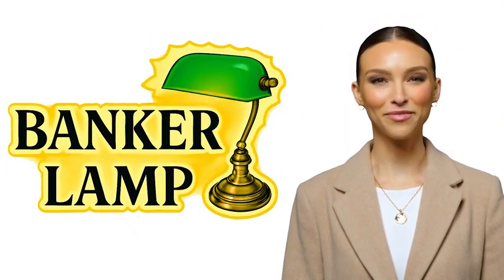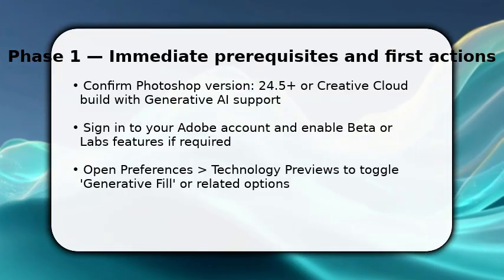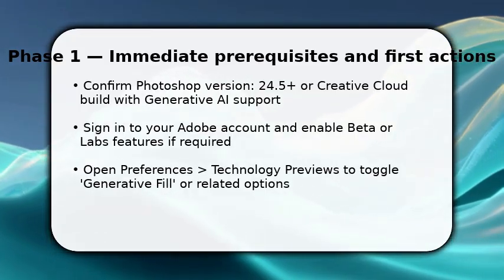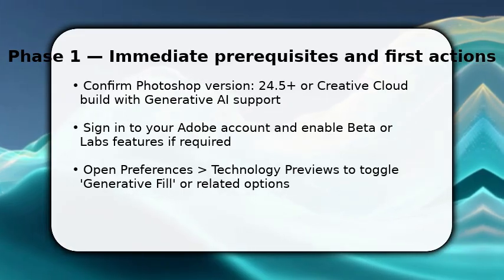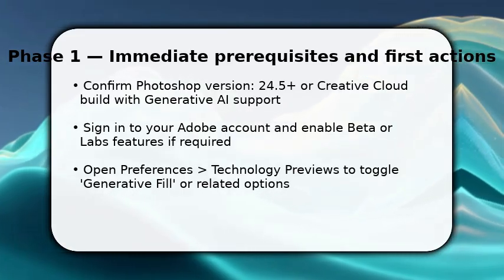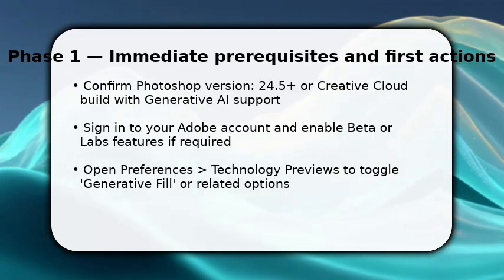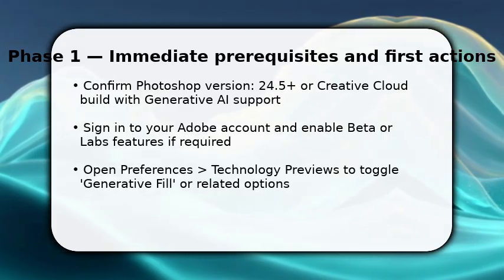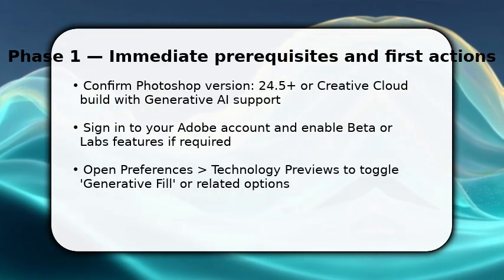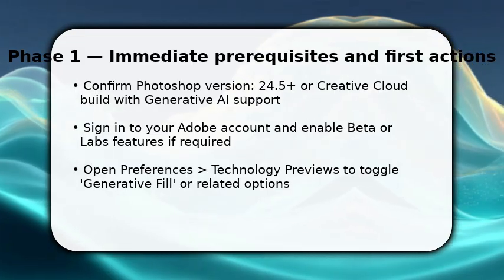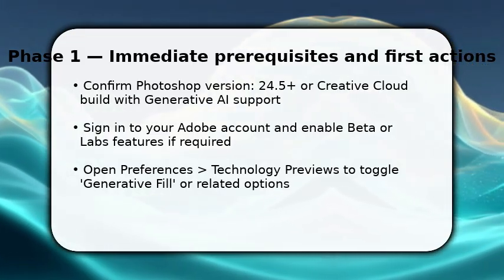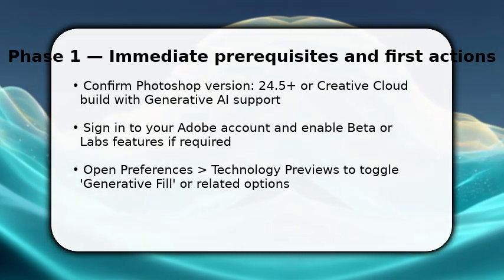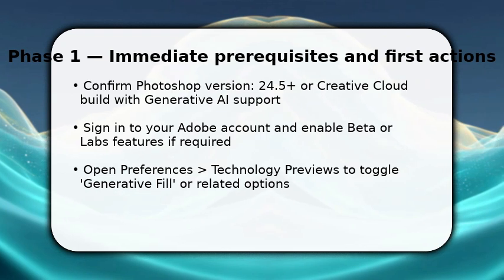Please enjoy the video. You'll start by enabling the generative tools inside Photoshop so you can use them immediately. First, make sure your app is the correct build, sign into your Adobe account, and enable any beta or labs features. Once done, open Preferences and navigate to Technology Previews. Turn on Generative Fill or the similarly named toggle. You're preparing the workspace and granting permission for cloud features. This avoids errors later and ensures the menu items appear where they belong.